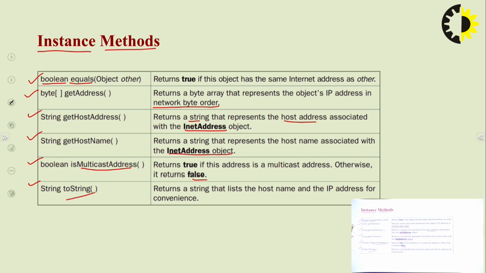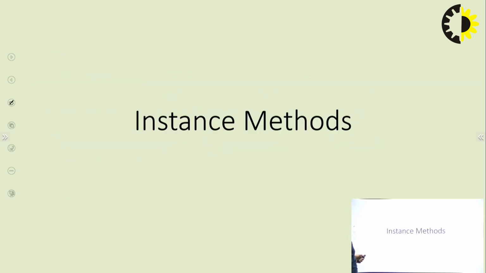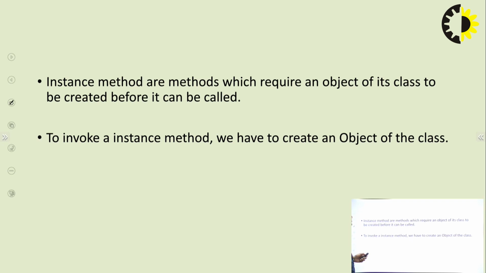So here we are using either the factory methods or the instance methods. Okay, so what are instance methods? Instance methods are methods which require an object. Whenever we talk about instance methods, it means an object of the class must be created before it can be called.